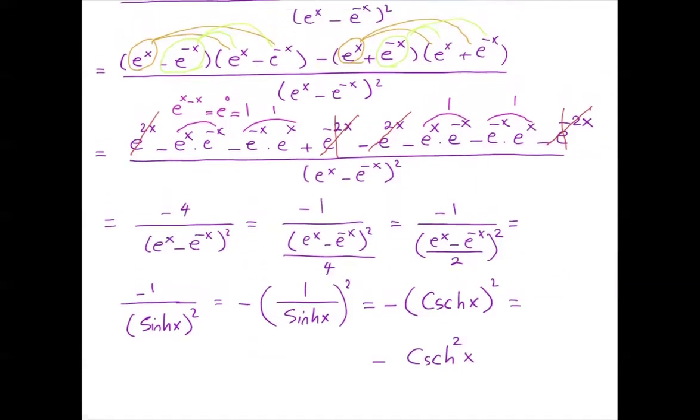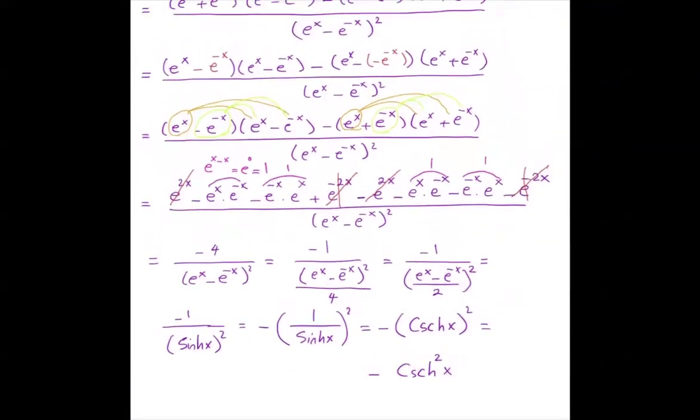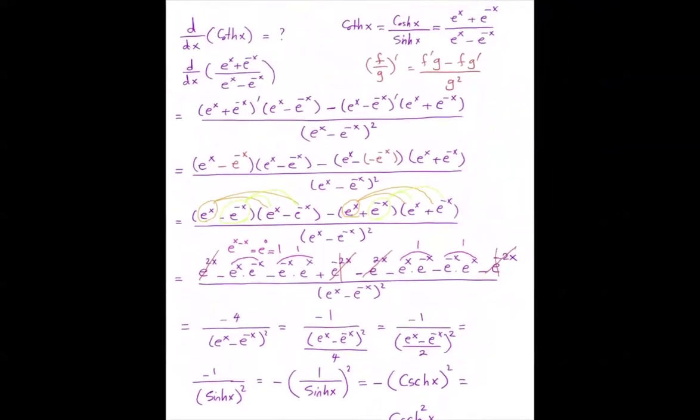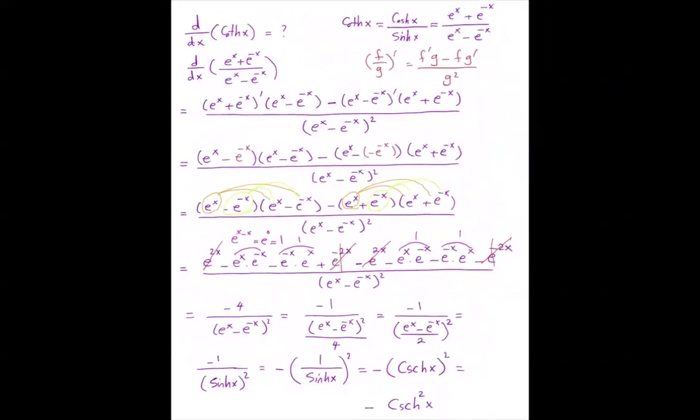So let's go back up. What we tried to do was find the derivative of hyperbolic cotangent. The derivative of hyperbolic cotangent is negative hyperbolic cosecant to the second power. Negative hyperbolic cosecant of x to the second power. And these are the steps behind it.